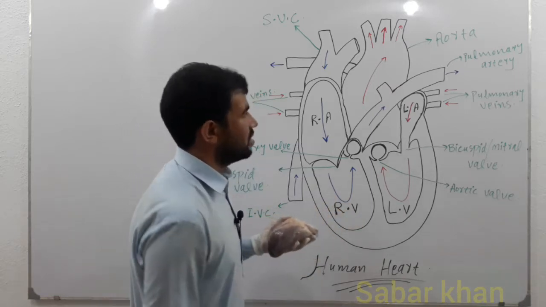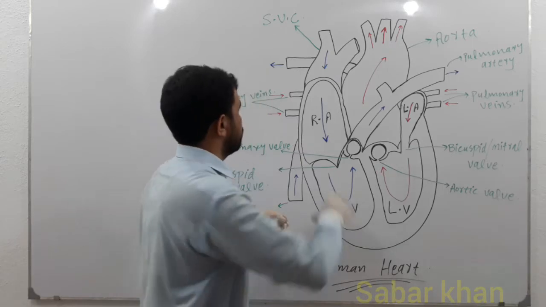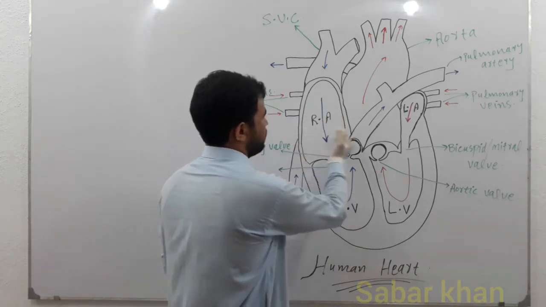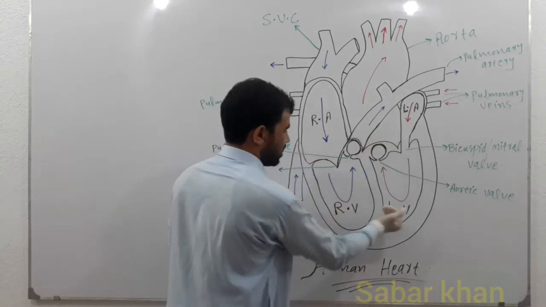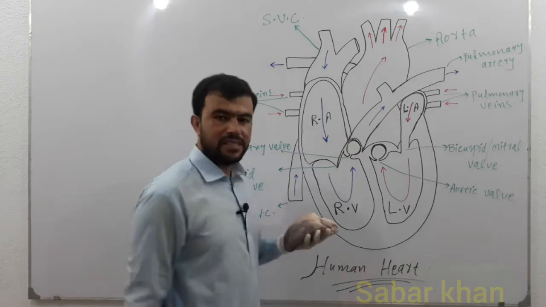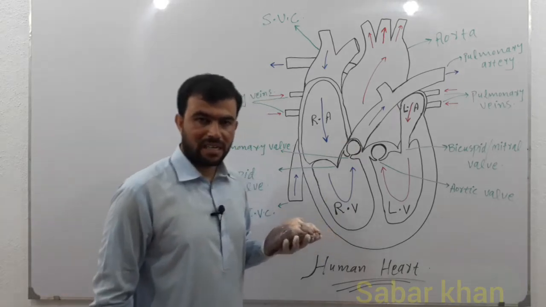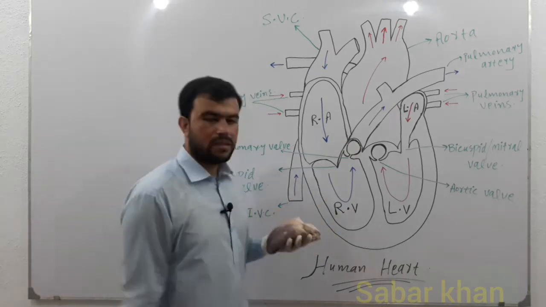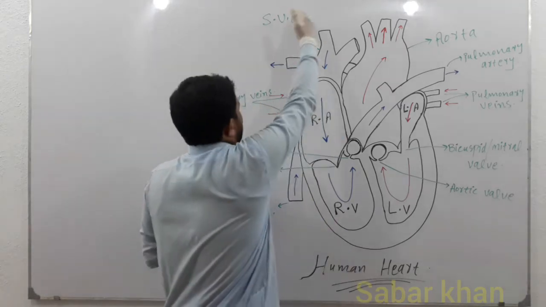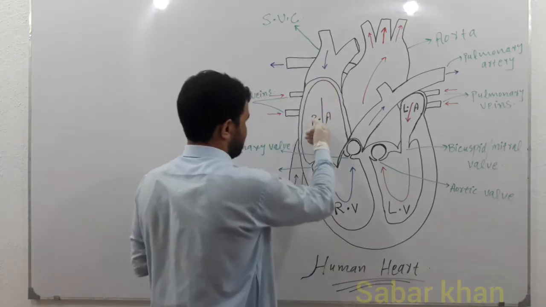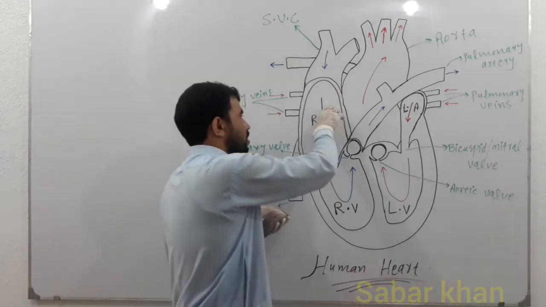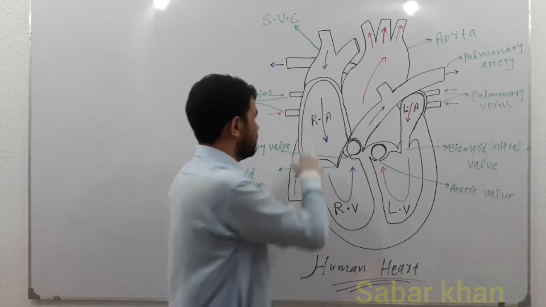Now we come towards the structure and function of the heart. So the heart has four chambers, a right atrium, left atrium, right ventricle and left ventricle, and some valves and some vessels are related with these four chambers. So this is the superior vena cava and this one is the inferior vena cava. Superior vena cava and inferior vena cava bring the blood into the right atrium.